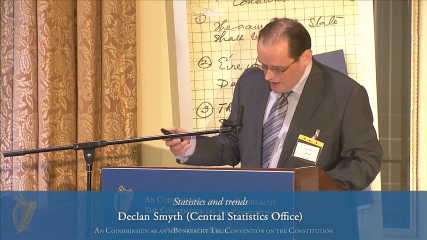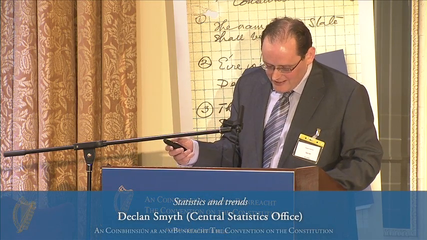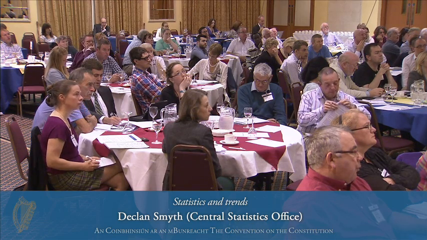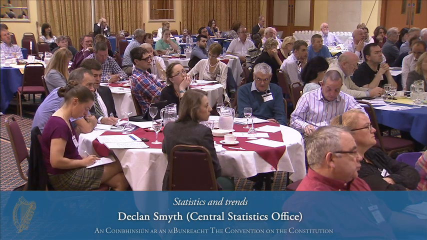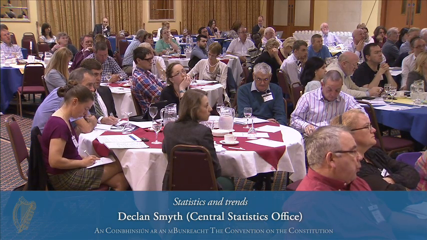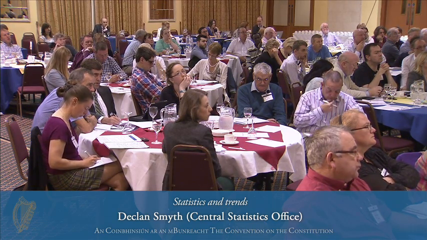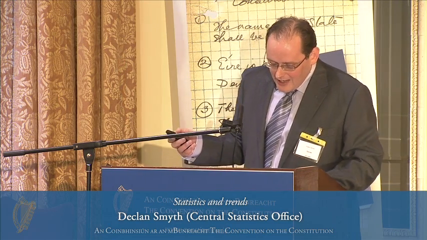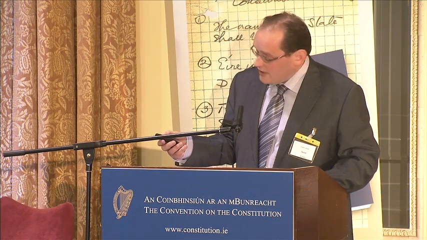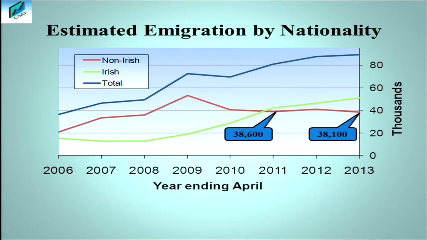Emigration among Irish nationals continued to increase from 46,500 to 50,900 over the 12 months to April 2013, while emigration among non-Irish nationals fell from 40,600 to 38,100 over the same period, and in line with the 2011 levels of 38,600. Irish nationals were by far the largest constituent group among all emigrants in 2013, accounting for 57%.